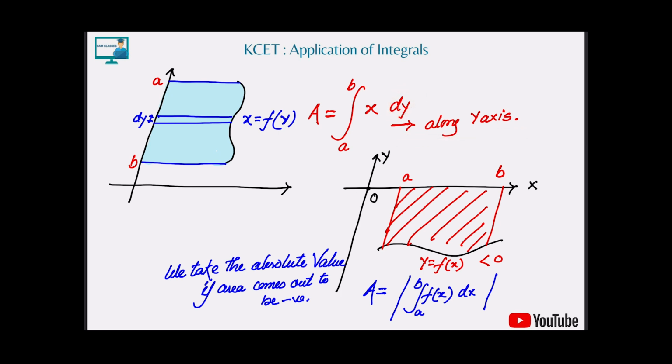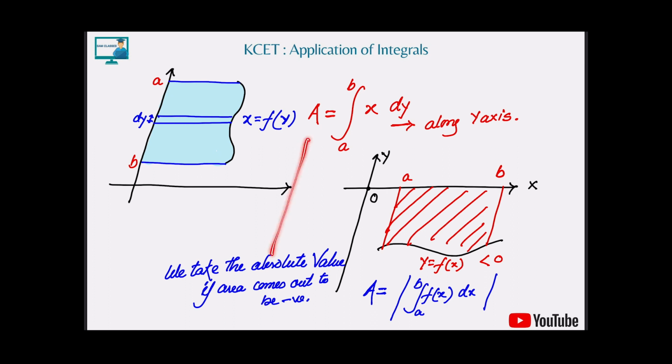So you understood: if I want to find the area along the x-axis, I'll take the limits of the x-axis and it will be integration of y dx. So integration of y dx means area along x. And the moment I go along the y direction, or along the y-axis, it is nothing but integration of x dy. Okay, so this is very important.